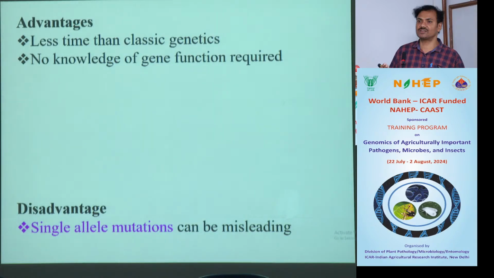So it has advantages. It is less time consuming compared to forward genetics, and you don't need knowledge about the gene function in this case. But you should have knowledge about the gene, because without knowing the gene you cannot design the construct. Gene function is not required. The disadvantage is single allele mutations. Sometimes they can be very misleading. You may get the mutant, but the function may not be there.